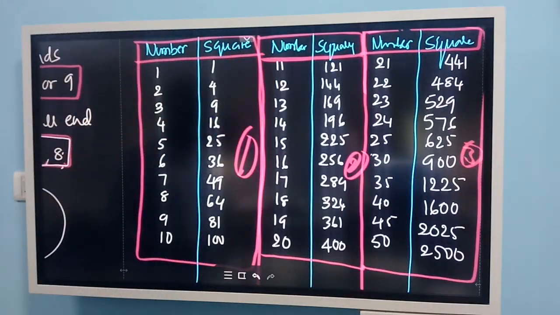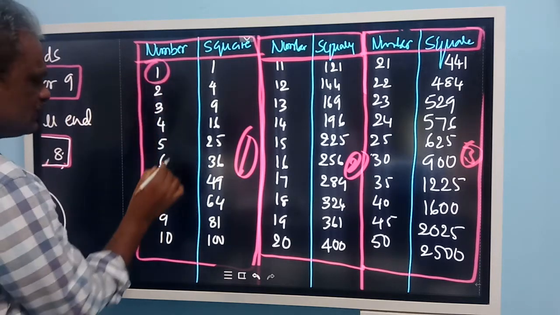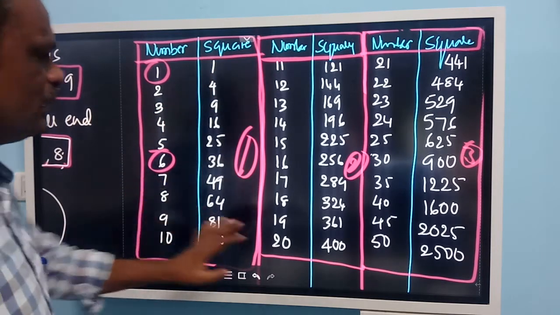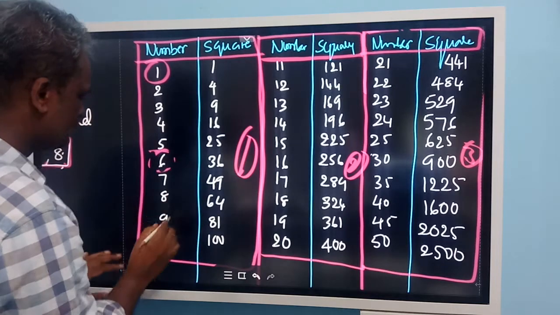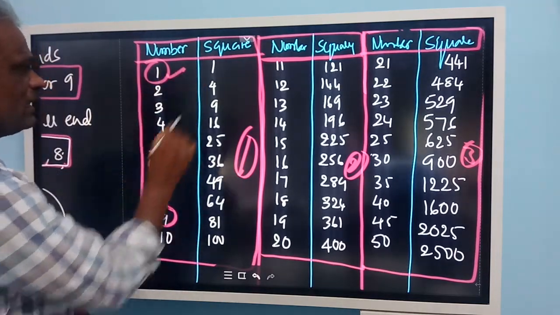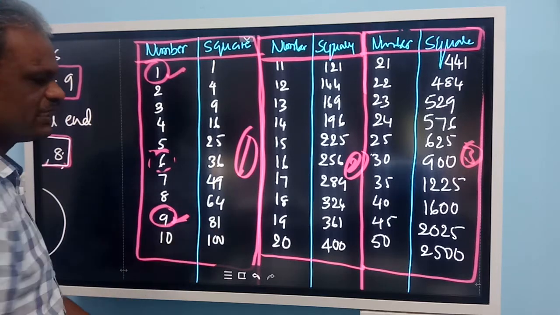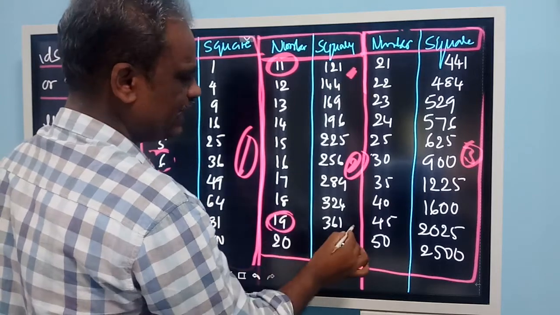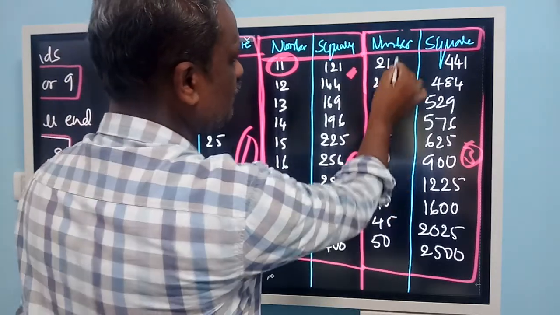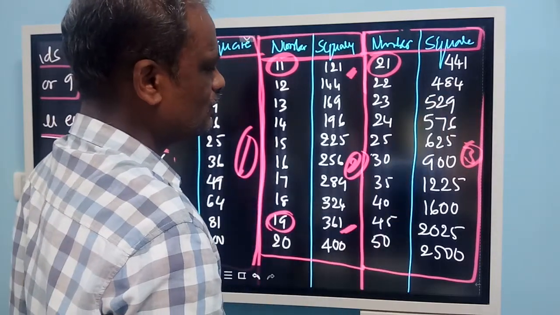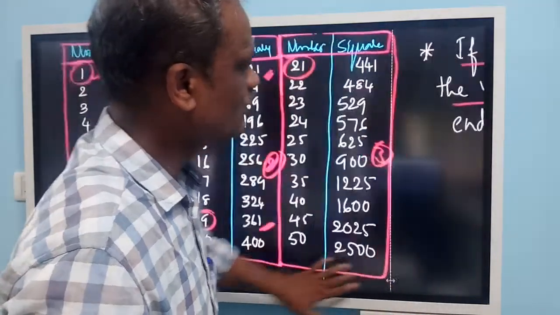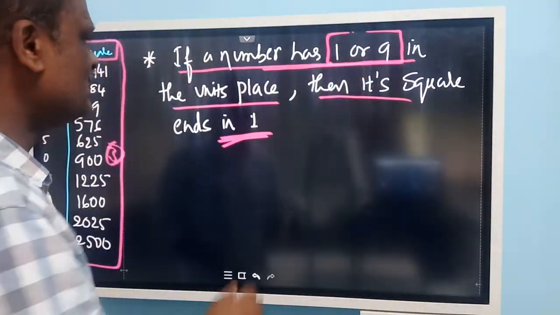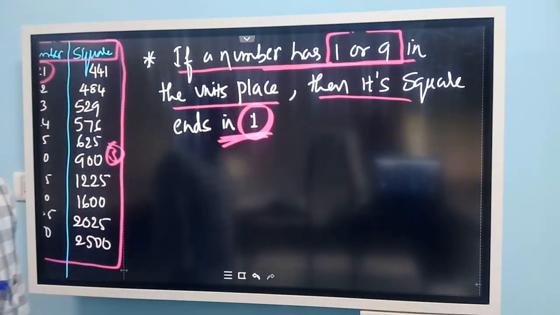Numbers with 1 or 9 in the units place: the square of 1 ends with 1, the square of 9 ends with 81, 11 squared ends with 1, 19 squared ends with 1, 21 squared ends with 1, isn't it? So what is the conclusion you can write? If a number has 1 or 9 in the units place, then its square always ends with the digit 1.